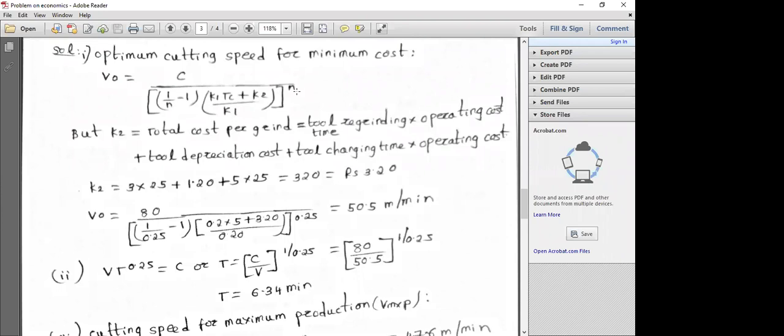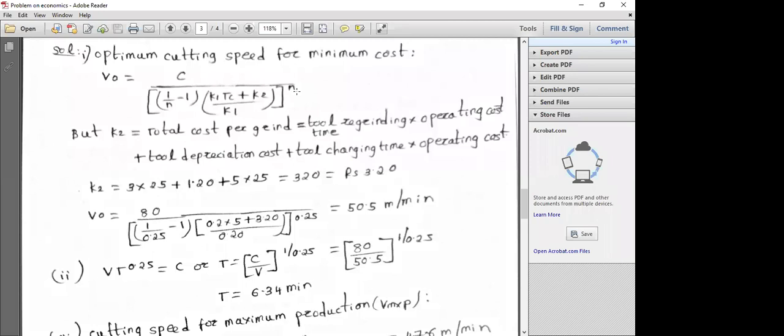Tool cost per grind is equal to tool regrinding time into operating cost plus tool depreciation cost. He has given directly the tool depreciation cost as rupees 1 rupee 20 paise, and tool changing time, tool changing time into operating cost. He has given directly that particular tool changing time. The tool changing time he has given as 5 minutes.